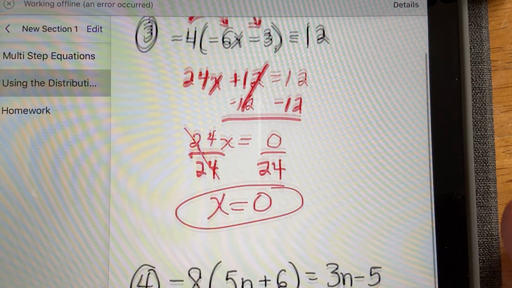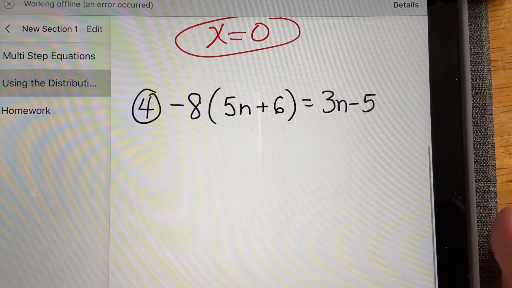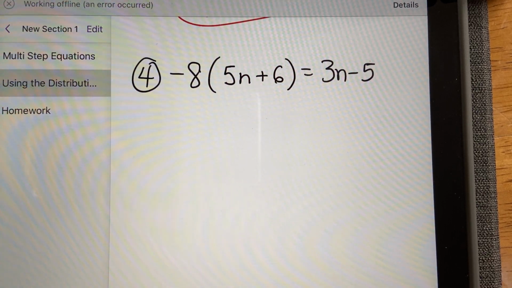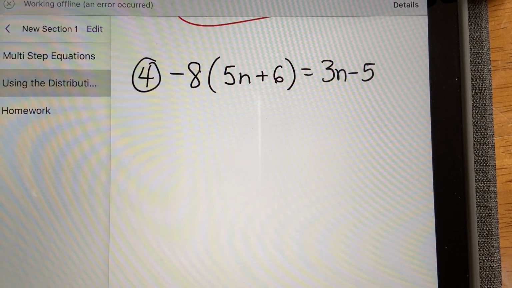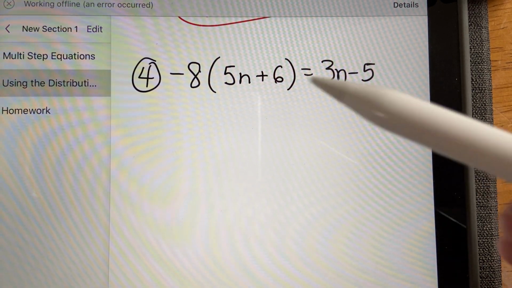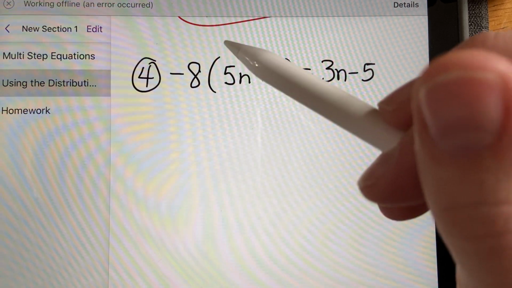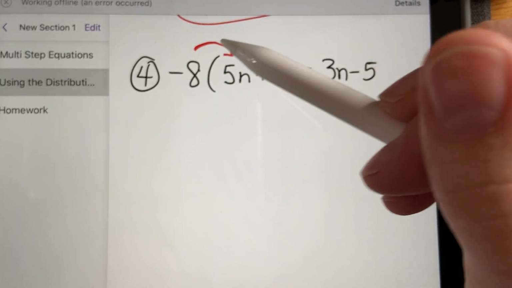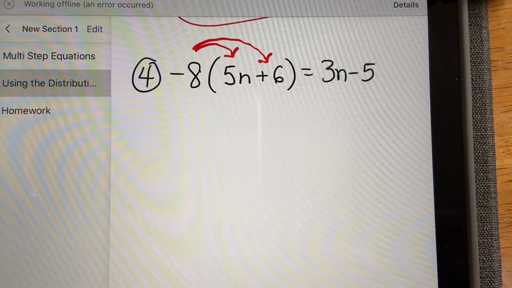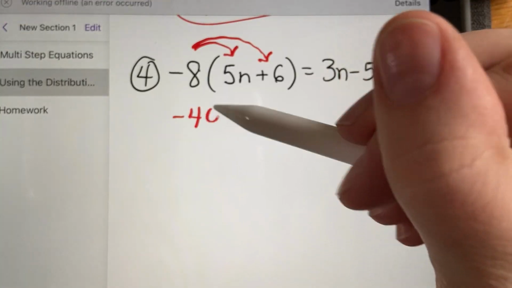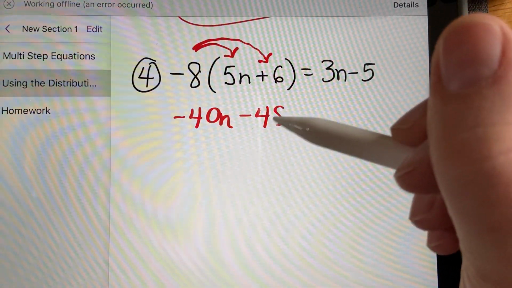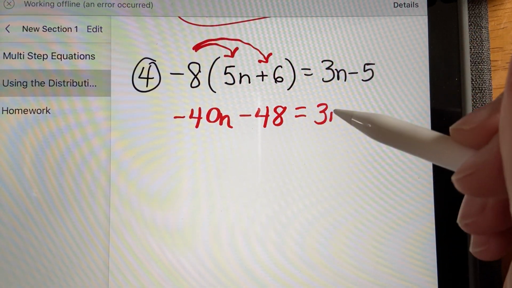And the last problem for today's video, it's a big one. I've got variables on both sides and parentheses in which we'll have to use the distributive property. So anytime I have to use the distributive property, I like to draw arrows. I like to draw the arrow from the number outside the parentheses to whatever's inside the parentheses. So negative 8 times 5n, and then negative 8 times 6. That makes this negative 40n, and then negative 8 times 6 would be minus 48, equals 3n minus 5.